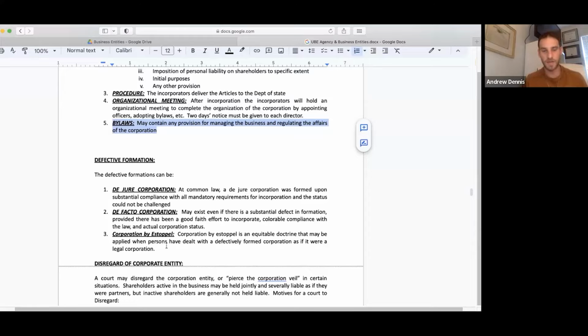And then corporation by estoppel, we'll always see this word. Estoppel means you're stopped from denying the existence. So someone who relied on a corporation being formed, even if one wasn't, there might be a corporation by estoppel, because given that reliance, it would be unjust for them to deny the existence of the corporation.